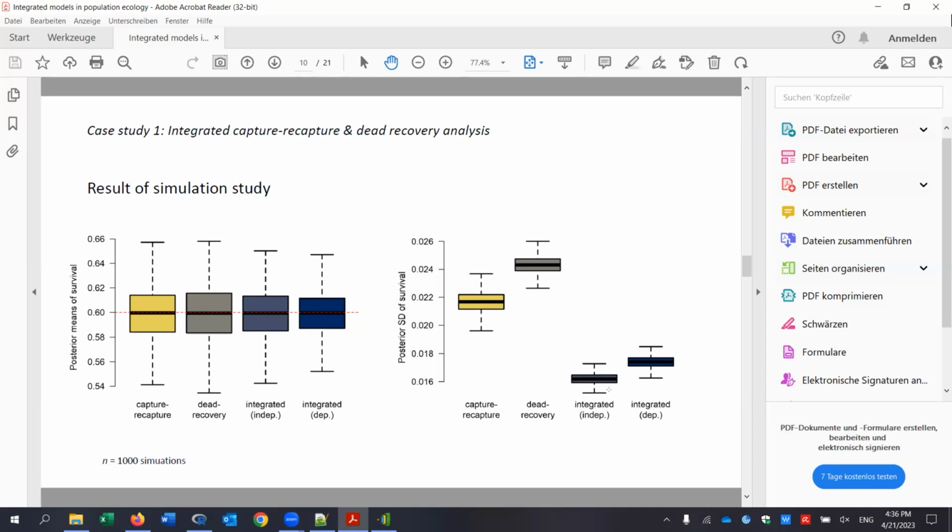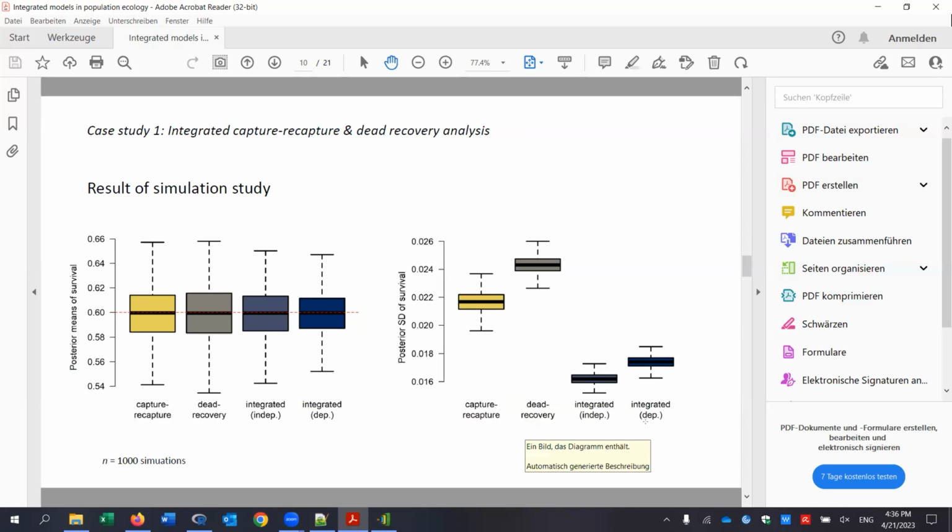And if you assume independence, or if you make a pseudo replication, we get more precise results than if you have really accounted for the fact that these are the same individuals that are recaptured and recovered. So that would be the more correct one here. Yeah, this one is too precise.